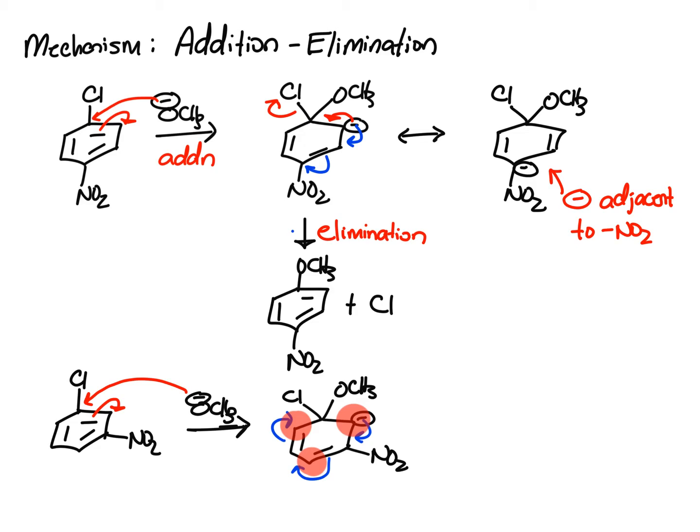So that's why when you have the nitro meta to the chlorine, this reaction does not occur. You don't get that extra stabilization.